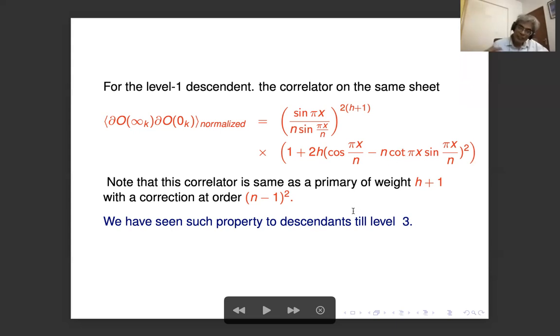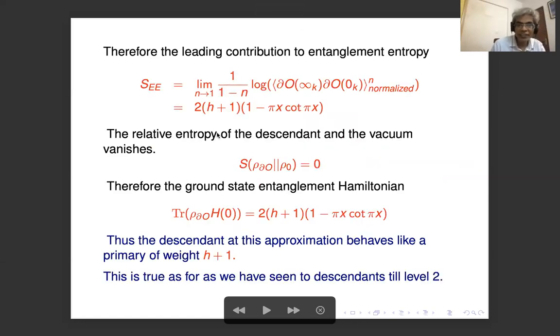And this property we worked out to level 3, all the states to level 3. It is the same property: if you do the same wedge contractions, there are no corrections to the entanglement entropy. And so the leading contribution is just as though the weight just increases by 1. We saw that in the free theory also. We haven't developed a proof, but we have gone to level 3.